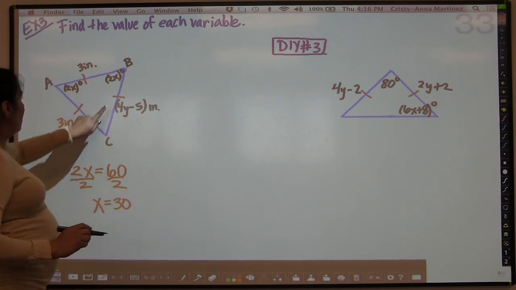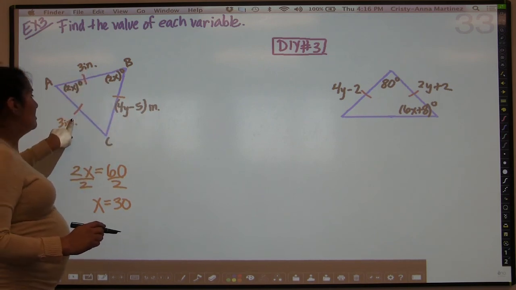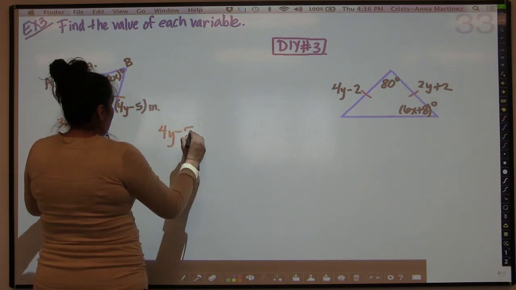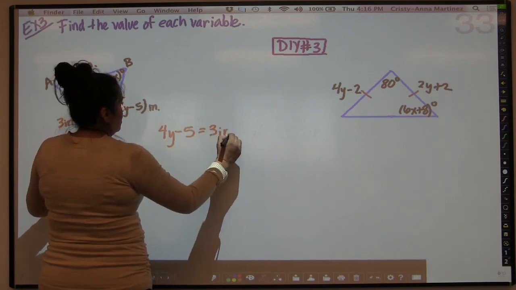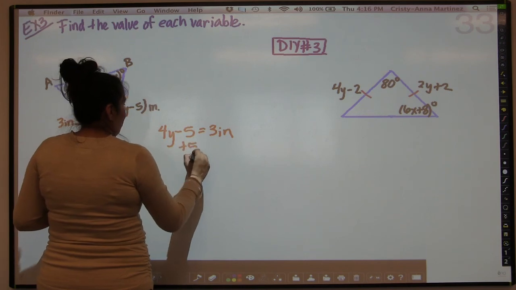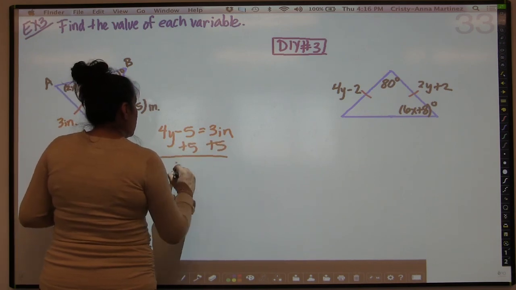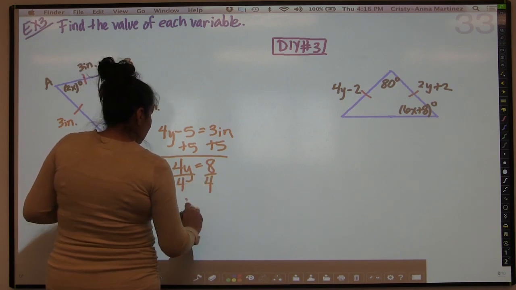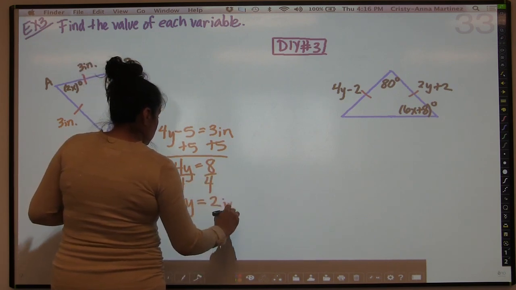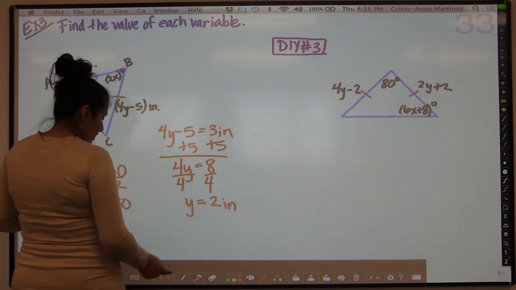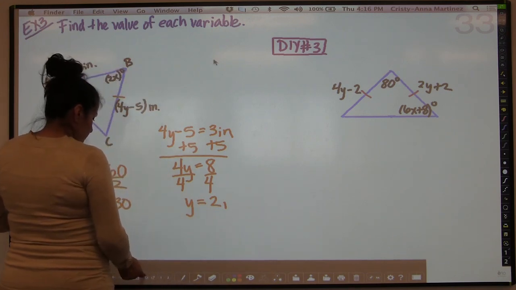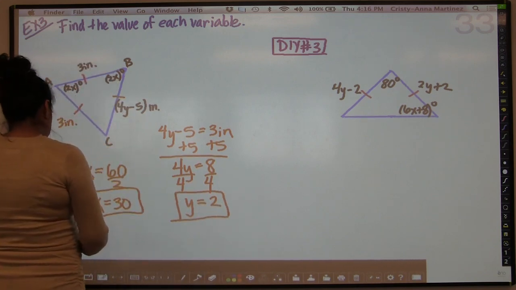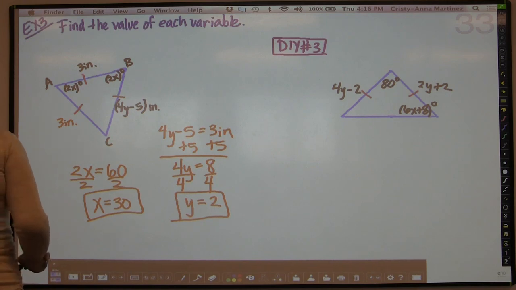And then, again, because it's equilateral and these two are 3 inches, then this segment has to be 3 inches. So we do 4y minus 5 equals 3 inches. And then we're going to add 5. So 4y equals 8, divide by 4, and we get that y equals 2. Okay, so y equals 2 and x equals 30. And so we have found the value of the variables.